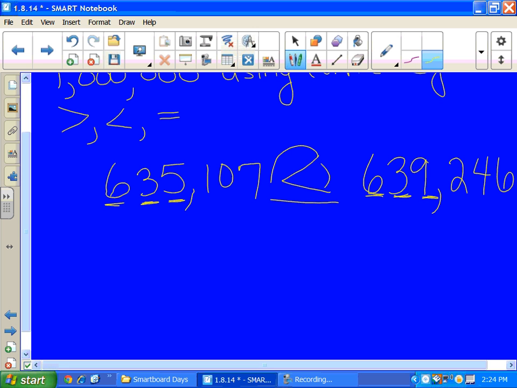Some of you like the alligator. I like Pac-Man. Always wants to eat the larger number. It's a way to remember which way the symbol goes. Again, when you're comparing large numbers, make sure you are very methodical and that you start with the largest place value first and work your way down to the lower place values until you can determine which one is larger.